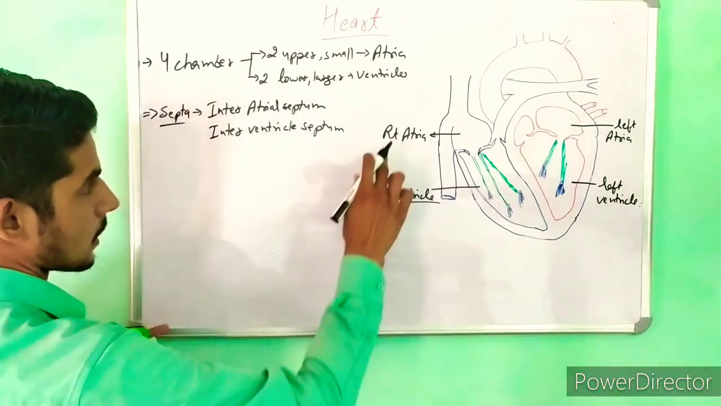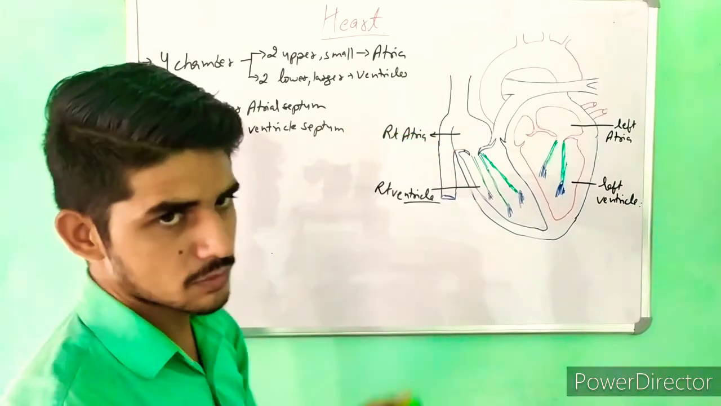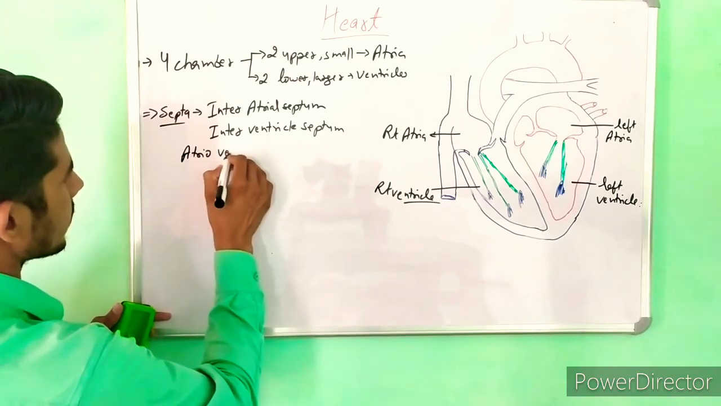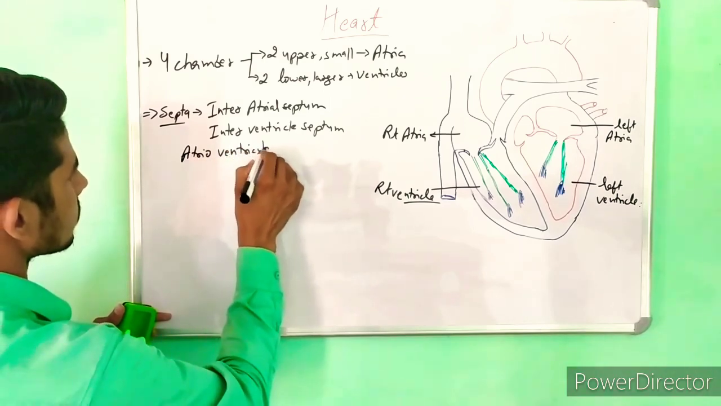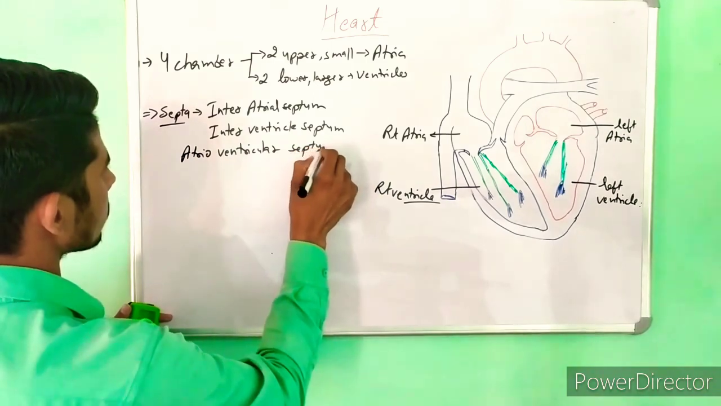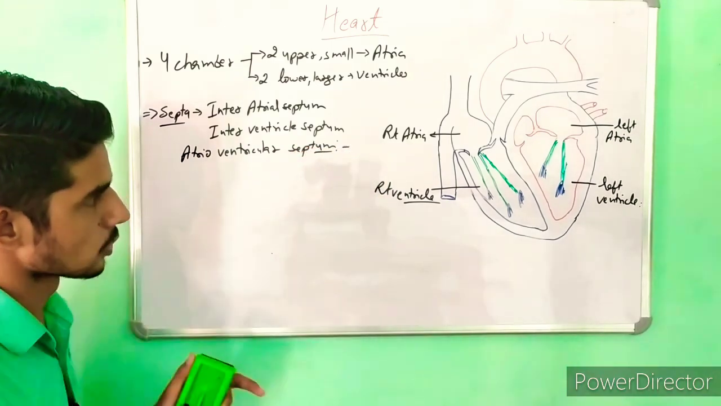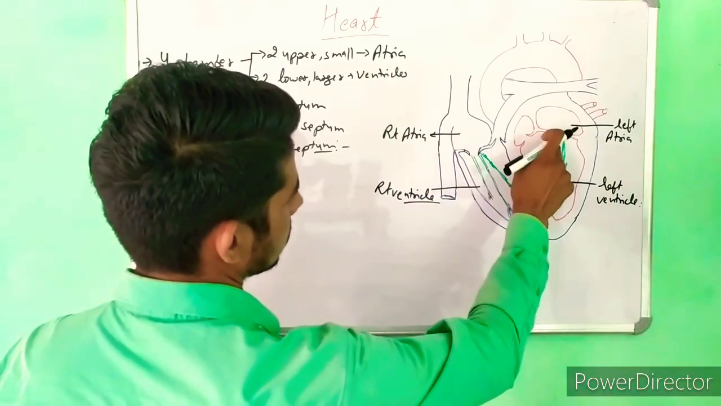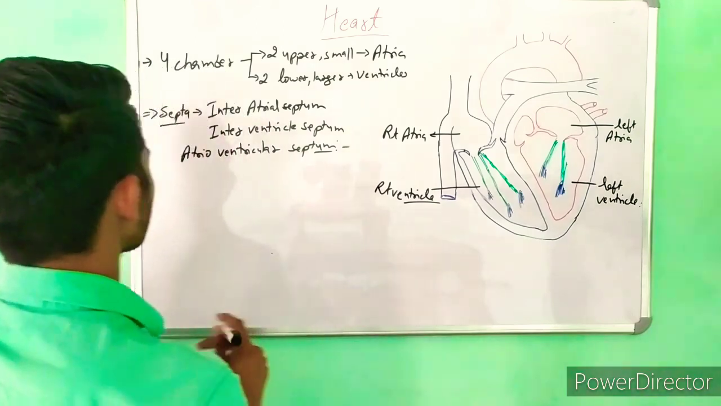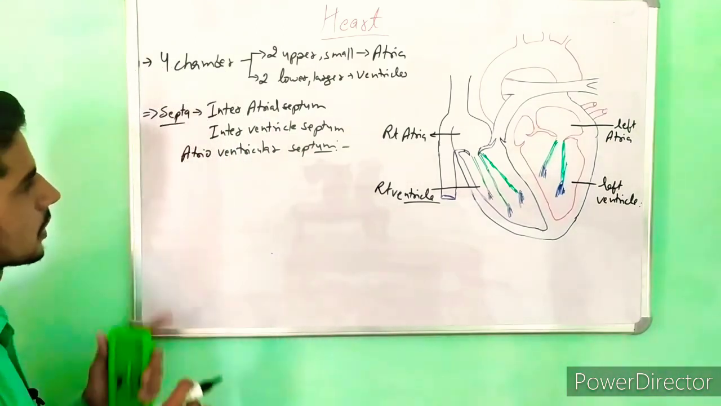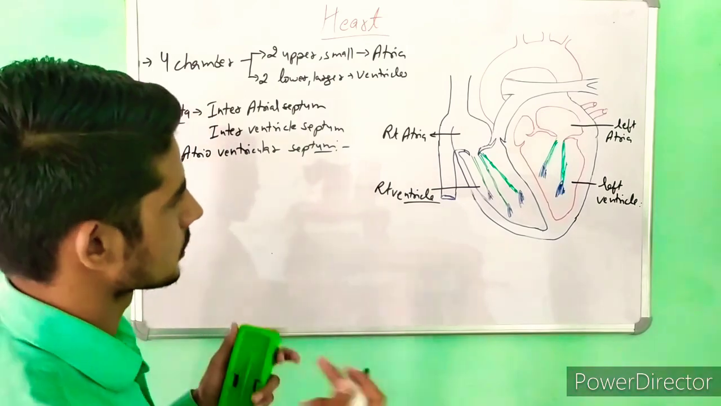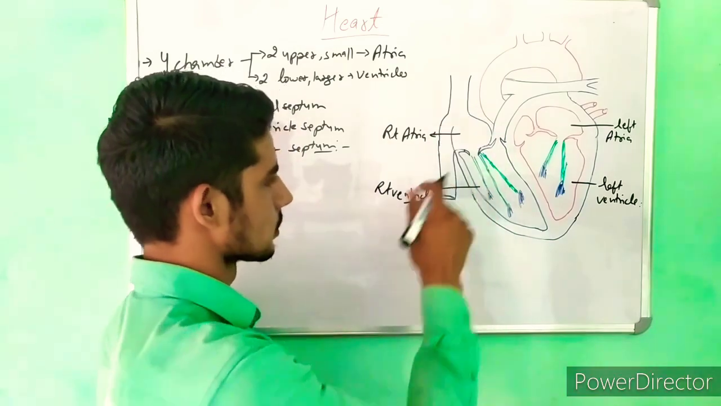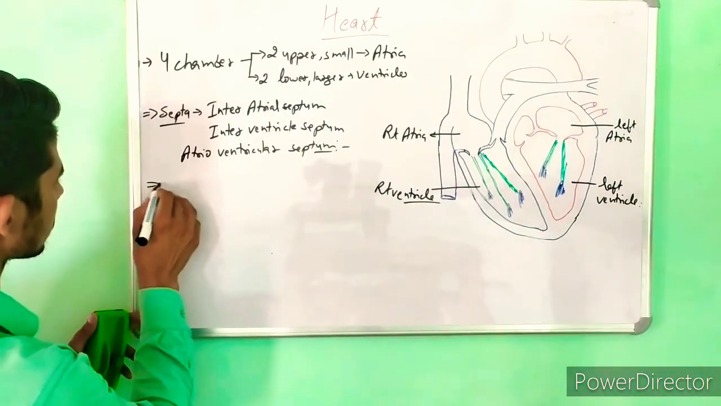And the atrium and the ventricle of the same side are divided by the atrioventricular septum. So this is the atrioventricular septum. This is the right side, and this is the left side, both sides. And in the atrioventricular septum, some openings are found which let the blood flow from the atria to the ventricles. These are called valves.